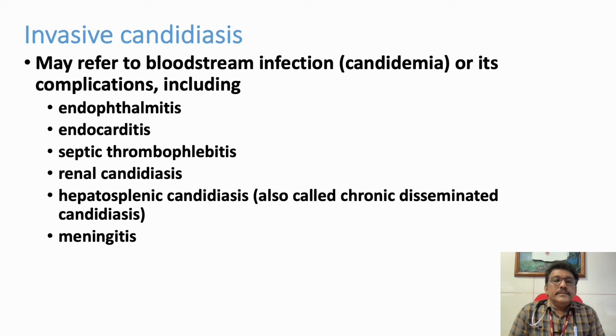Now, invasive candidiasis can be due to blood growth of Candida, that means a blood culture growing Candida organism, or as we already discussed, it can be due to a major organ involvement like endophthalmitis, endocarditis, septic thrombophlebitis, renal candidiasis, hepatosplenic candidiasis, or meningeal involvement of Candida. So even a major organ involved other than this can also be called invasive candidiasis.